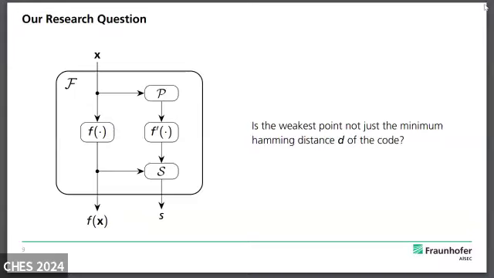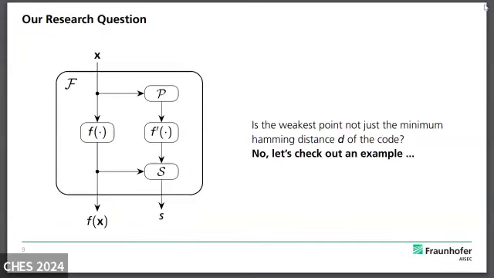But at the end, I'm going to talk shortly about real-world circuits. So if you paid attention, you might ask: is the weakest point of such an implementation not just the minimum Hamming distance of the code? And ideally, yes, that's the case, but it's kind of obvious that you need to take care when implementing so it stays that way.